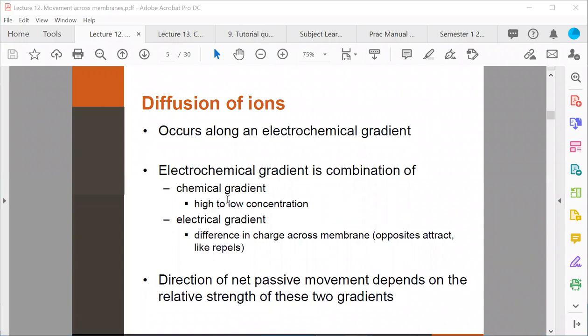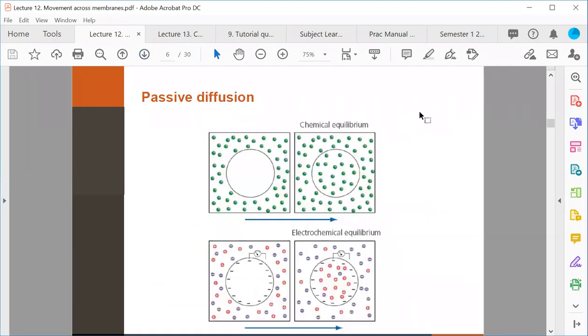The electrochemical gradient is a combination of both the chemical gradient, that is the concentration from high to low, and the electrical gradient. The electrical gradient is set up across the membrane because of a very slightly different charge on the two sides of the membrane. Remember that opposites attract and like charges repel, but we'll come back to an example in just a minute. The direction of net passive movement depends on the strength of those two gradients. So here we have a nice example to illustrate what we're talking about.